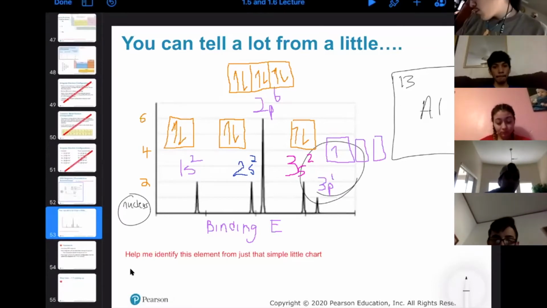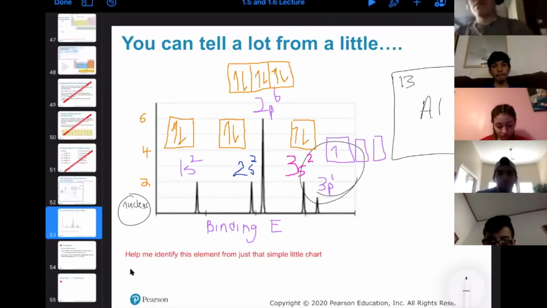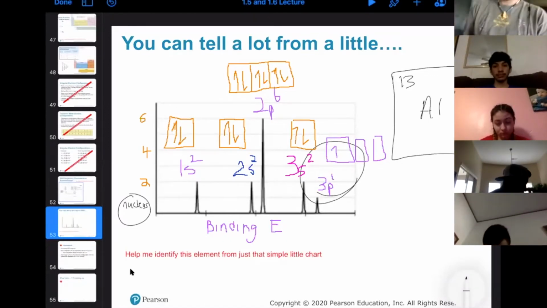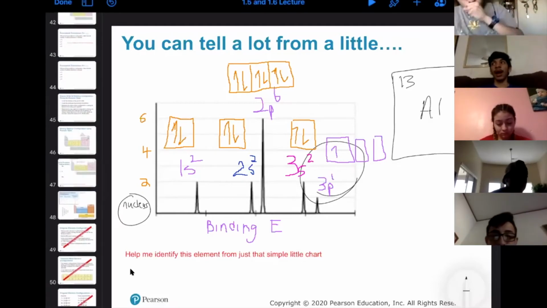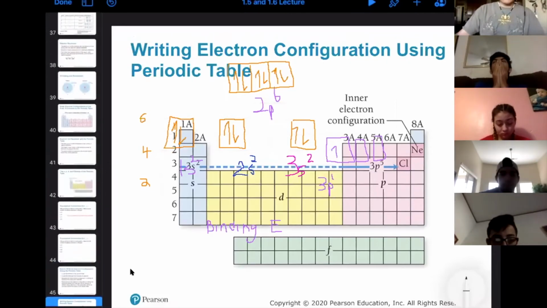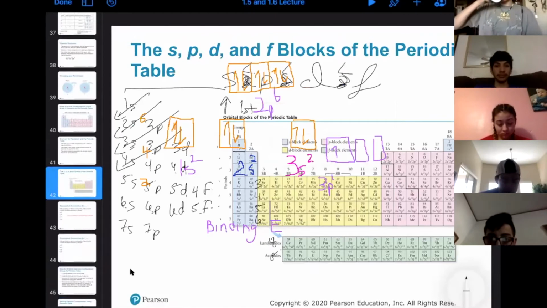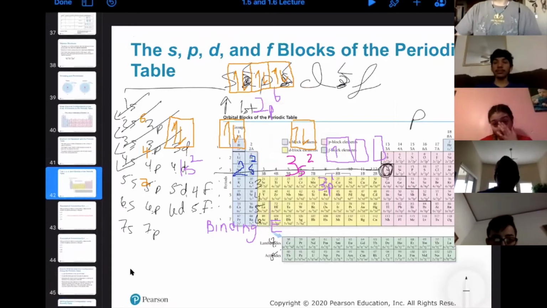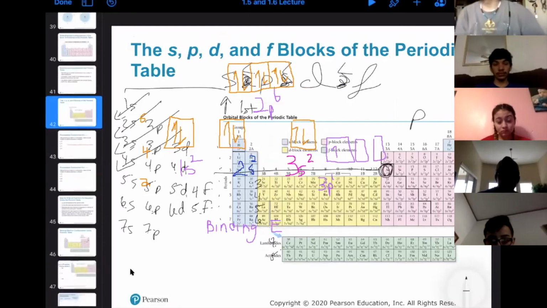Can we look and see where the element ends on the periodic table and identify it from that? Yeah, so if I go to period 3, go over to the P block, what's the first element in period 3 of the P block? Okay, so maybe we need a visual of that. Let me get an actual periodic table. So we go to period 3, we go over to the P block, the first element in the P block is aluminum.